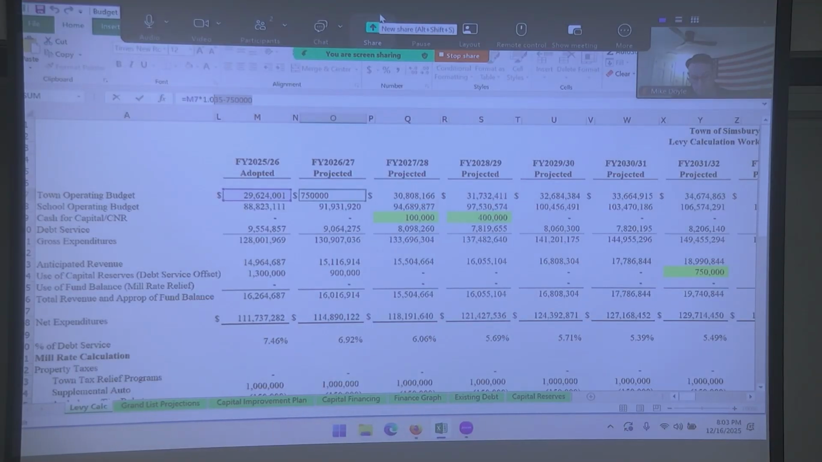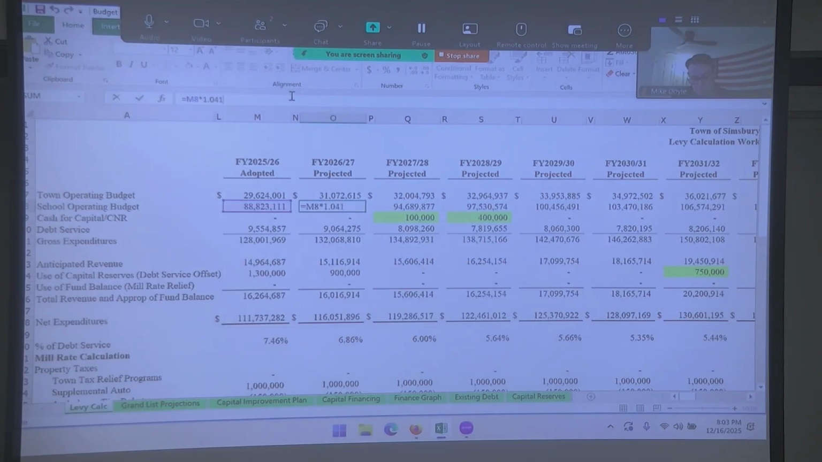So hold on one second. All I did, I'll show you. The town was 4.89, and then the board was 4.18.